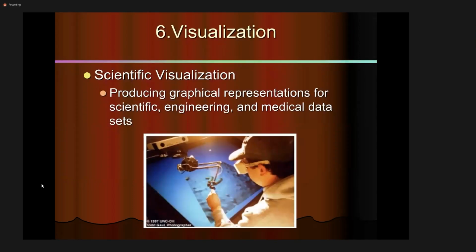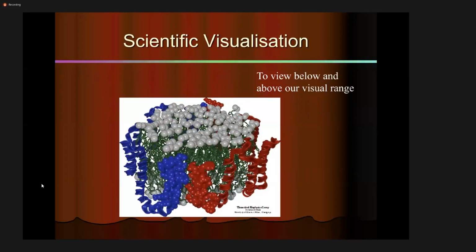And the other thing is visualization, scientific visualization, producing graphical representations for scientific, engineering, and medical data sets. Here you have radar data, which is a graphical representation of some kind of aerial data with the representation of objects. And scientific visualization is also available for molecular structures. These are not real. From the naked eye you cannot see them, but you can construct some kind of a model and see.